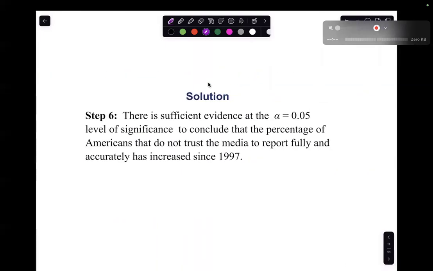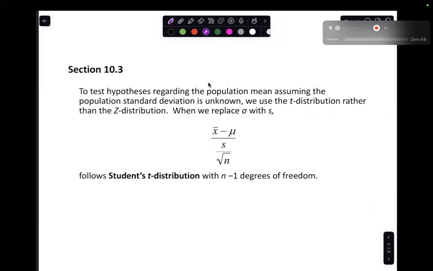And then there's sufficient evidence. See, this is why I make it clear what I'm looking for, because they don't tell you how we know. And they don't say reject the null. I want to know that that's what you're doing. Theirs is a little bit less robust.